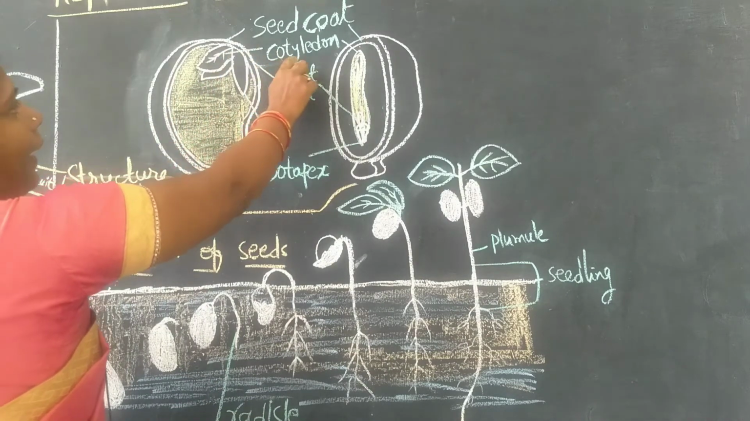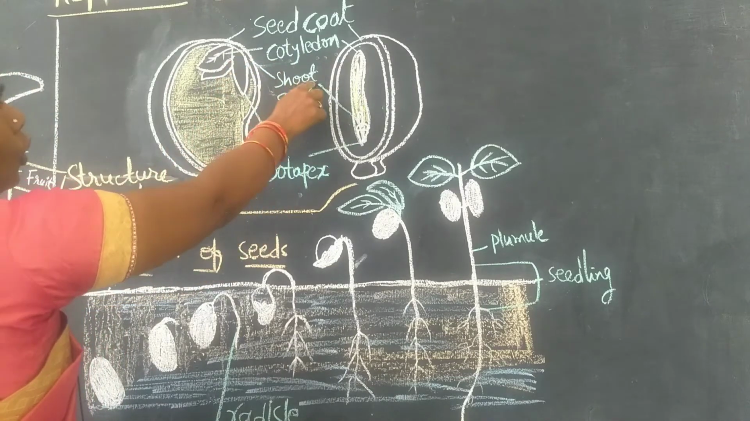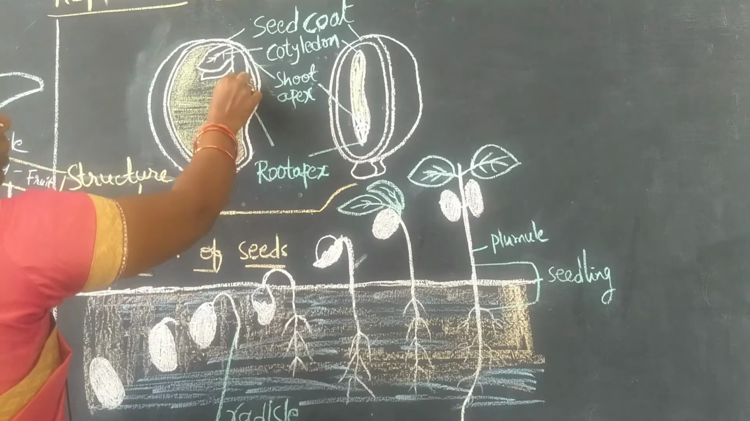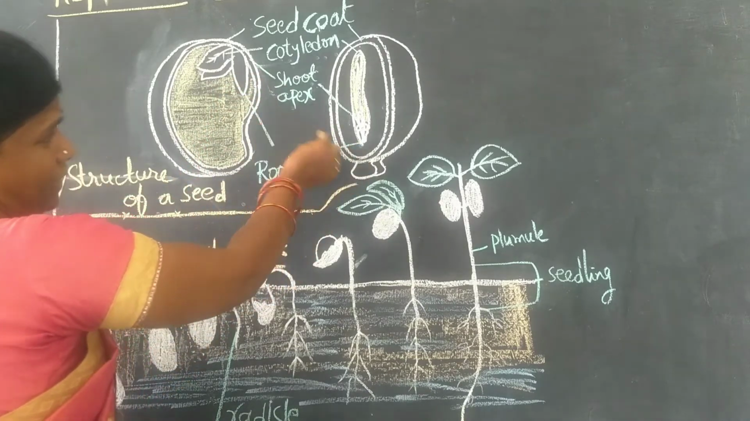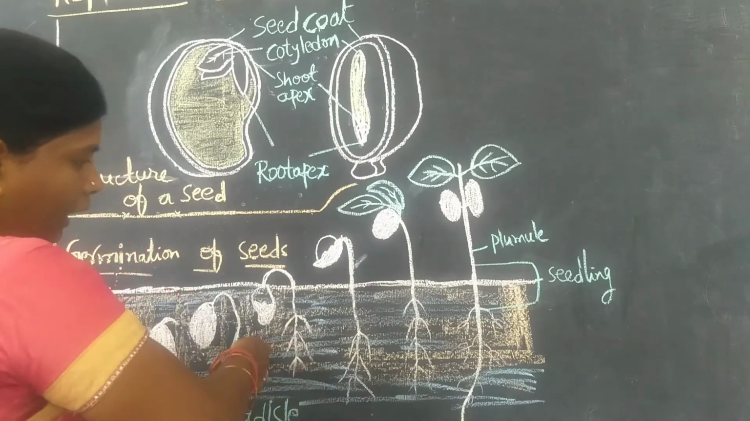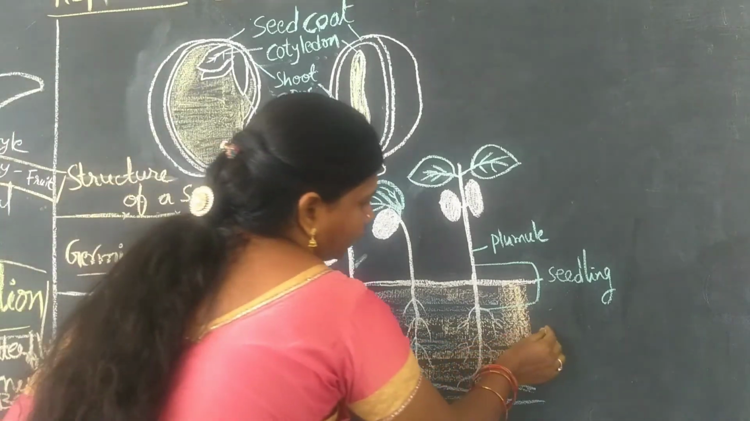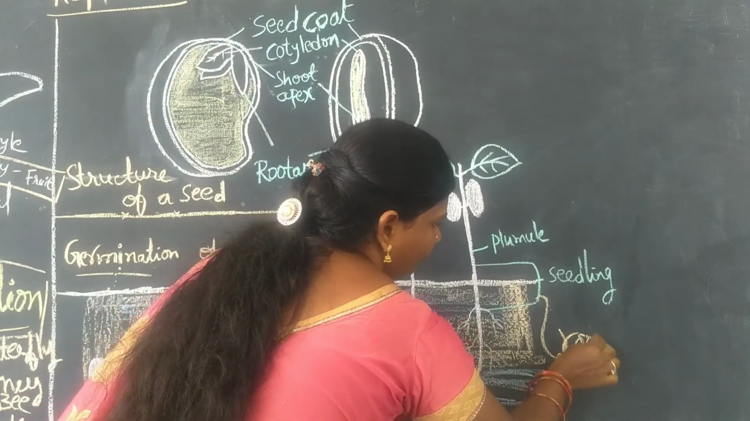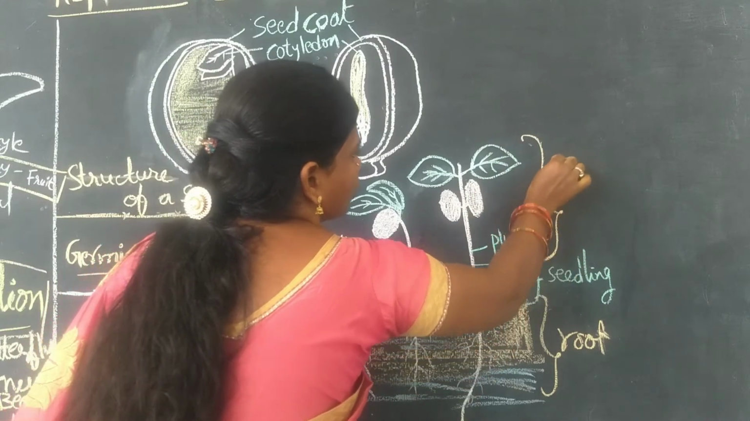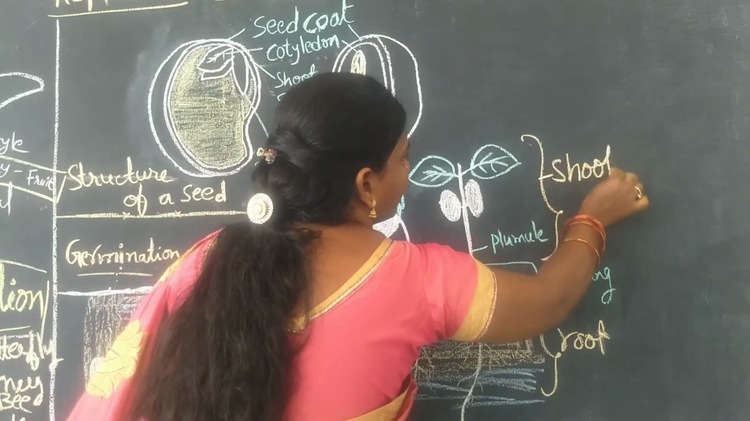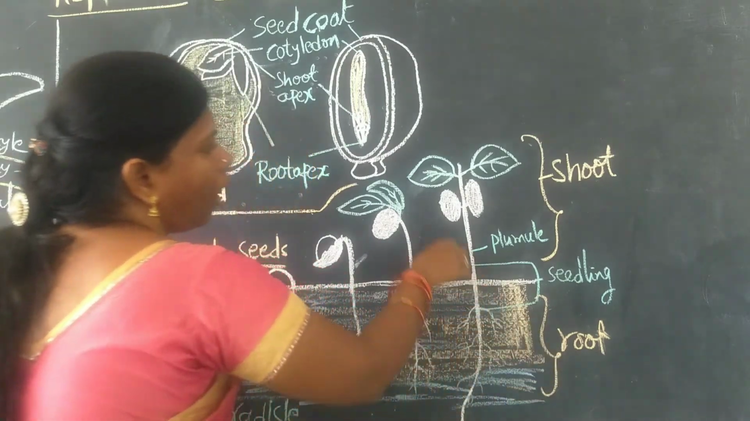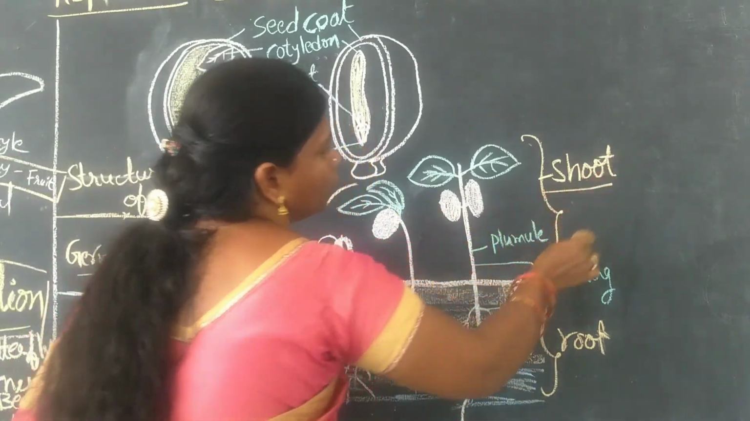This part is called cotyledon. This is shoot apex. This is root apex. The part that grows under the soil is the root. Above the soil, whatever part grows is called shoot.